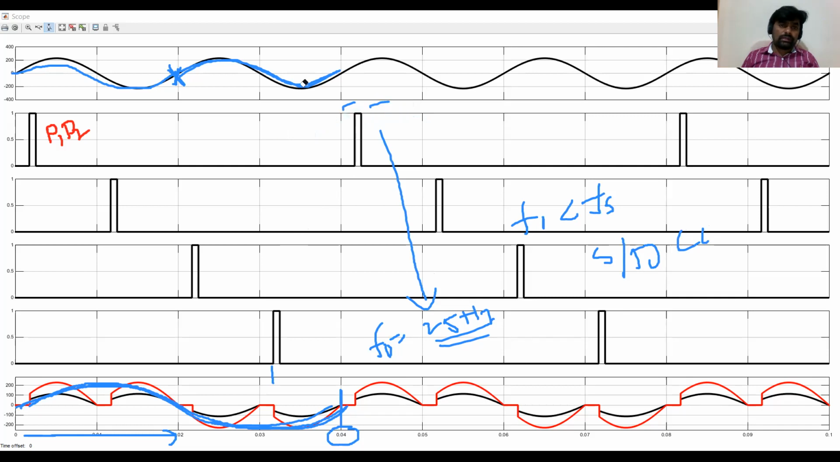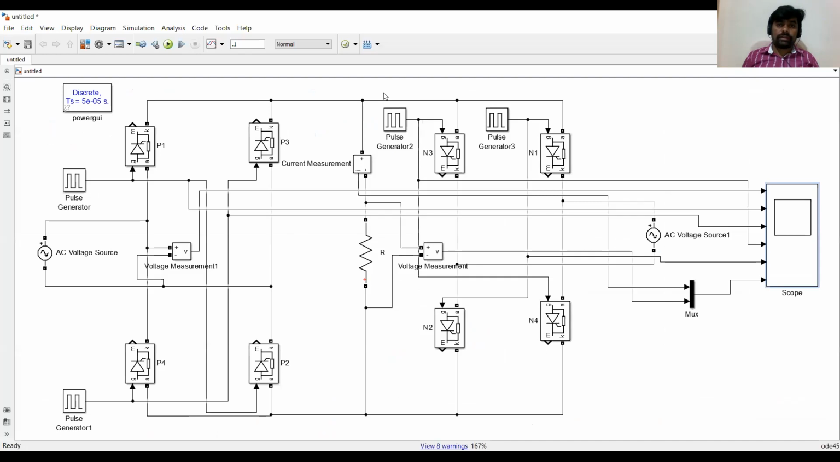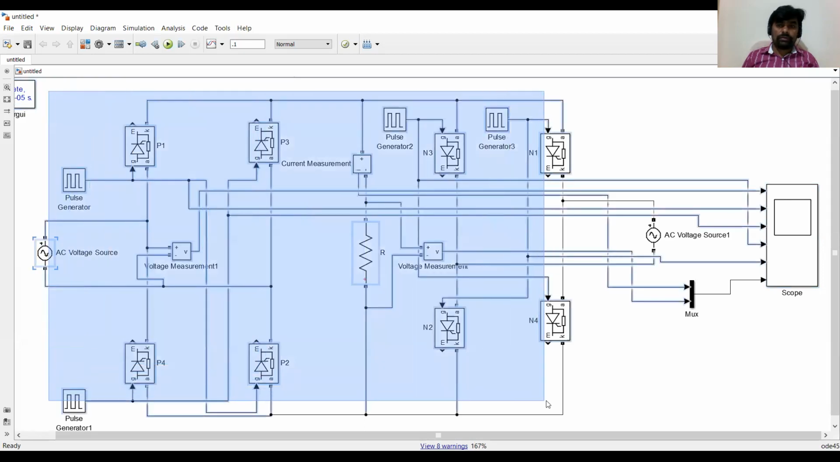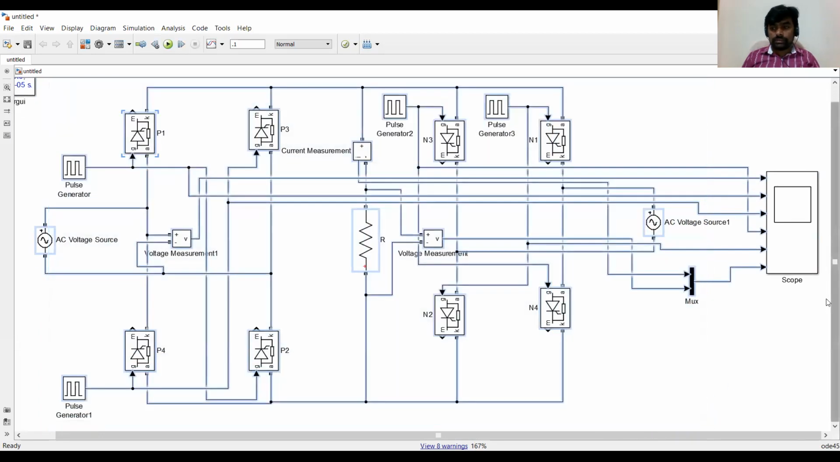Now you can run the simulation at any value of firing angle like 60, 90, 120. You can go up to 180 degrees, less than or equal to 180 degrees. So let me go for some other firing angle. Now I will go for 60 degrees firing angle. So I will copy this complete model and paste the circuit here.